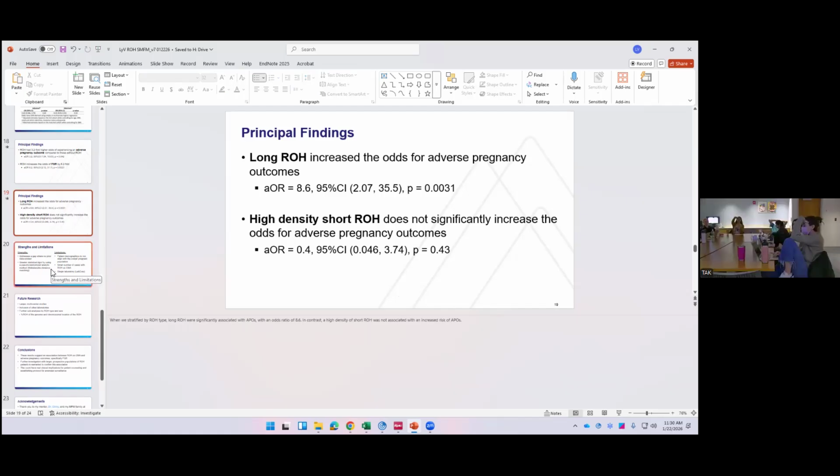So you don't want to repeat your results. What's your principal finding? The point is that it seems to be that long ROH specifically may be associated. Is that accurate? Yeah. So I would just say that, not repeat what your results are. Okay.